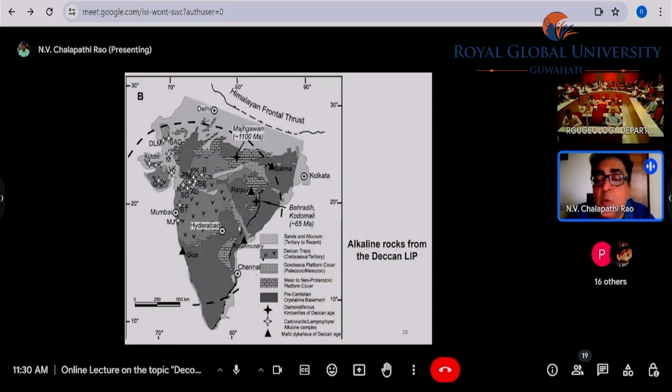Now we go back to the topic that is alkaline rocks from the Deccan large igneous province. So this is the exposed Deccan traps of India, this is the gray color. And in this you find a lot of white stars. They are all alkaline rocks which are associated with them. They include your carbonatites, lamprophyres, and the rock types I mentioned in the chart. They are all associated with these flood basalts, that is the Deccan traps.